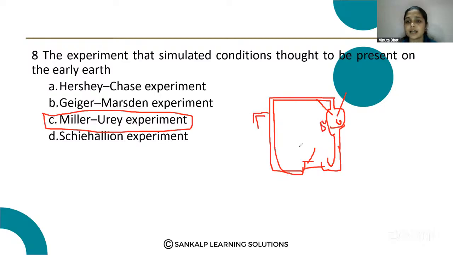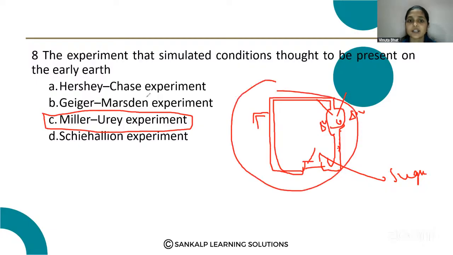800 degrees Celsius, and they observed the formation of some sugar and some organic molecules. So they created the similar condition at laboratory scale. So that is the Miller-Urey experiment, option C.